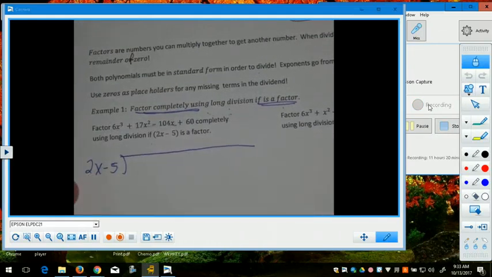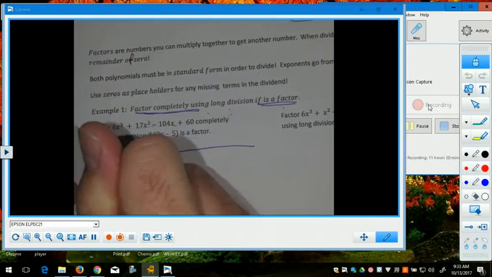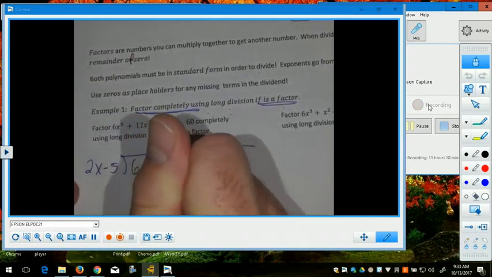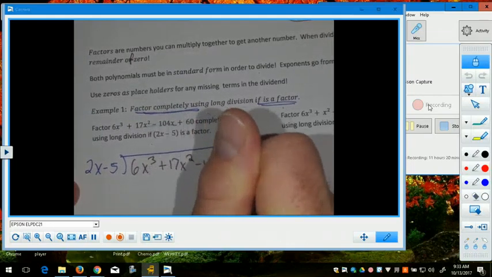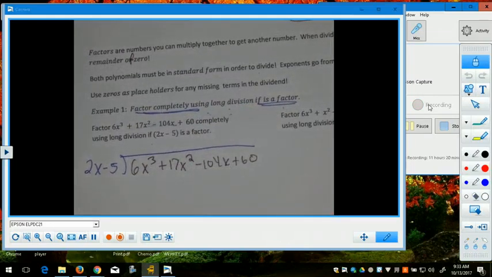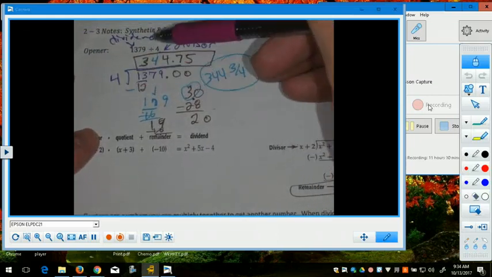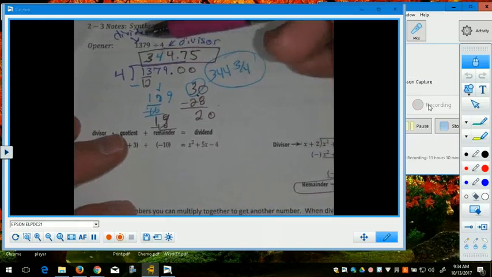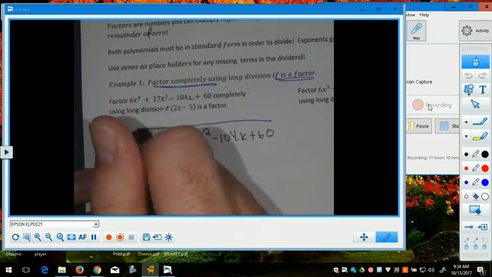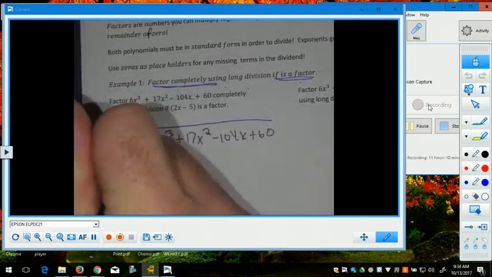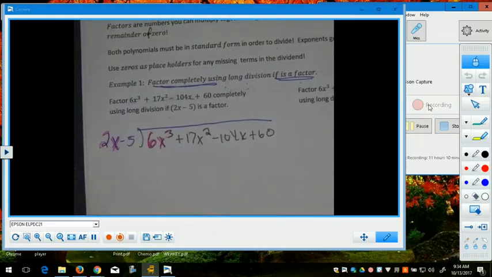So my divisor is 2x minus 5. My dividend is 6x cubed plus 17x squared minus 104x plus 60. Just like I did above where we said, hey, how many times is 4 going into 1? Oh, wait, let's make that 13. We don't look at the whole number at once because most people in their head don't have this memorized. They don't know how many times 4 goes into 1379. We focus on the first numbers. So just like that, we're going to focus on this 6x cubed and this first term, 2x. Now, this only works if they're both in standard form.